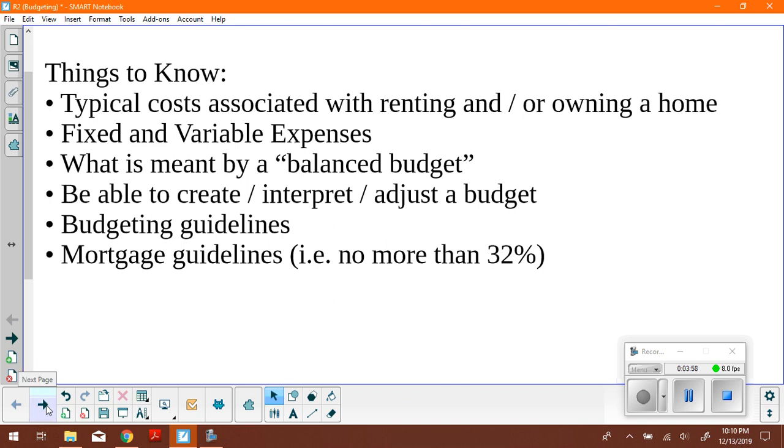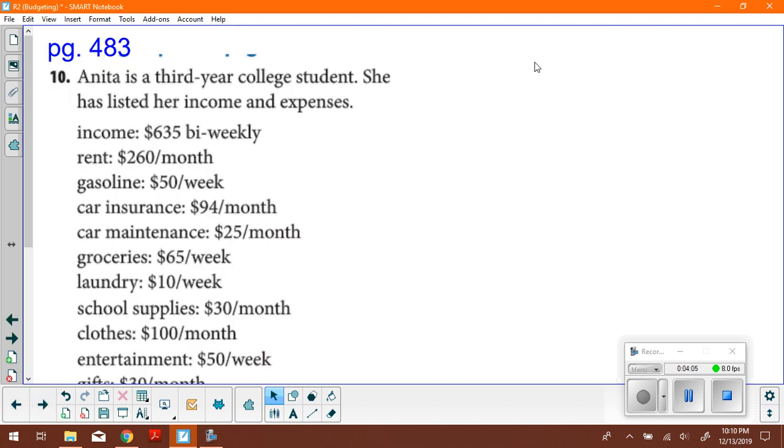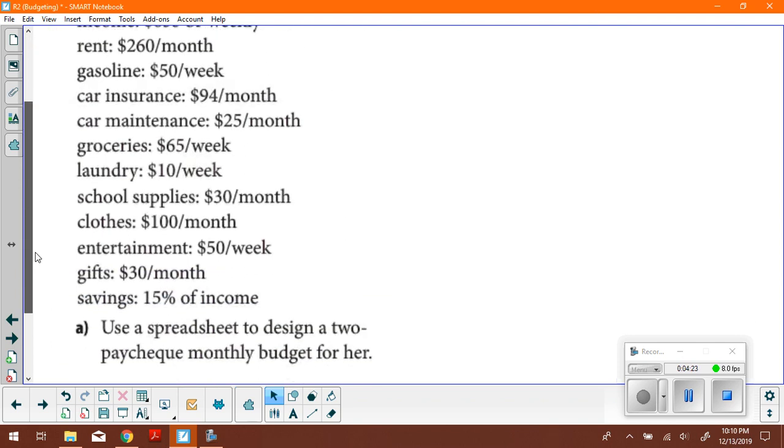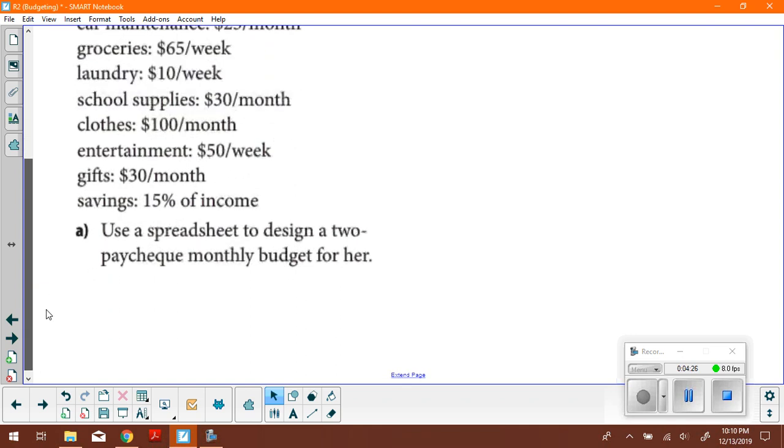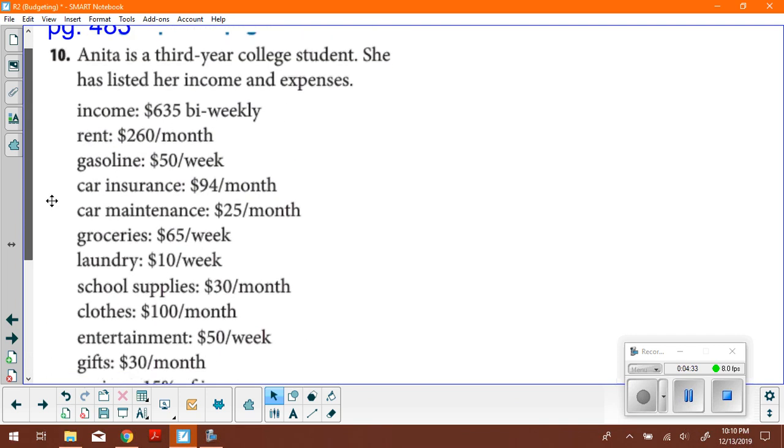Okay, so we're going to do two examples here. The first one, the information is coming out of your textbook. You can find it on page 483. So don't feel that you have to copy this part down, but we'll work through the calculations. It's about a college student. She has listed her income and expenses. So you can see the income is at the top, and all the expenses are there. The textbook says to use a spreadsheet to design a 2-paycheck monthly budget. We're not going to use a spreadsheet. We're just going to itemize this right here and figure out what's going on.